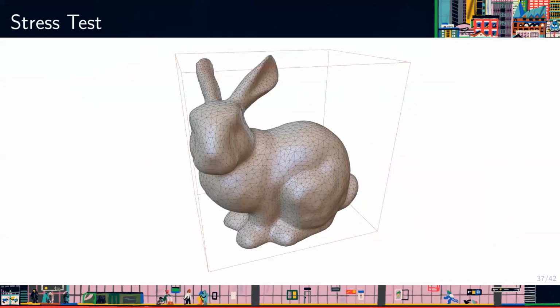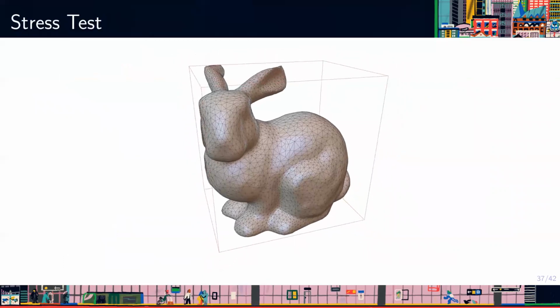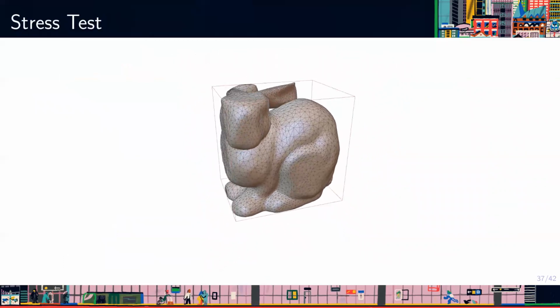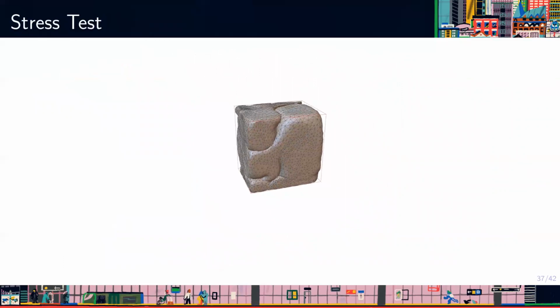We've also performed some stress tests. For example, GINI allows hard constraints to change throughout the optimization. Here, we progressively compress a bunny to less than 20% of its original volume, resolving all of the inversions and collisions that happen.